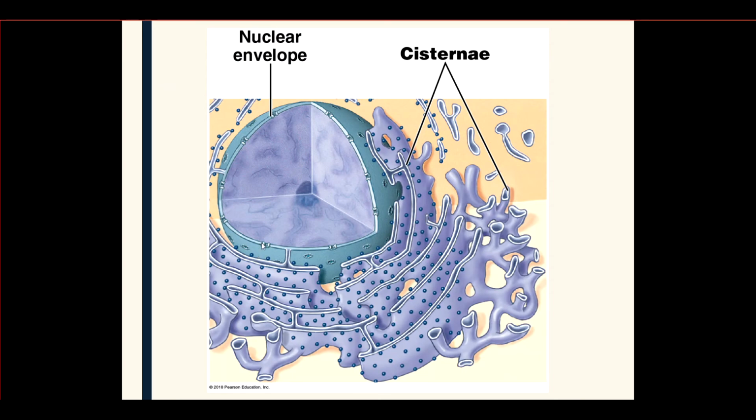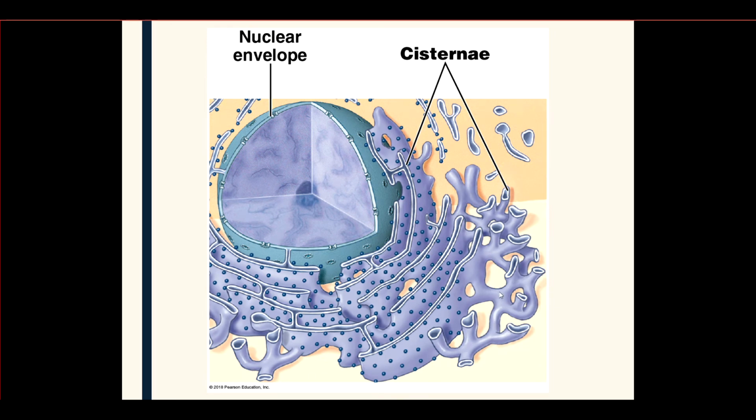Right, so here's a picture of the rough ER. Notice it's close to the nucleus. We'll talk about that in a subsequent lesson. So all of these little dots right here are the ribosomes. But notice out here, guys, the ER has no ribosomes, has a more smooth appearance. Guess what we're going to call that?